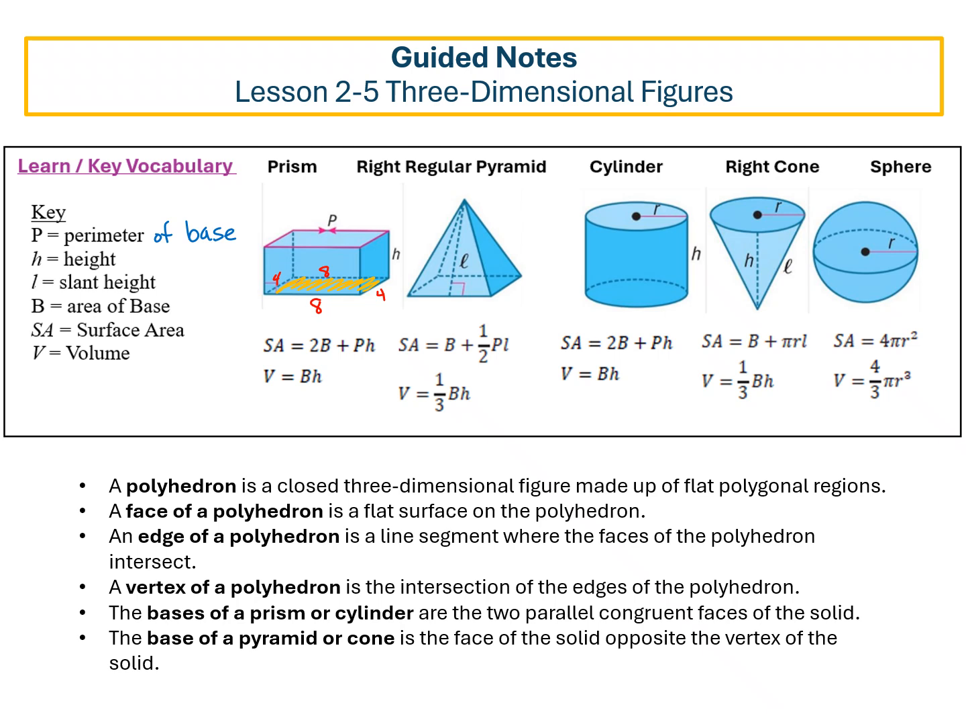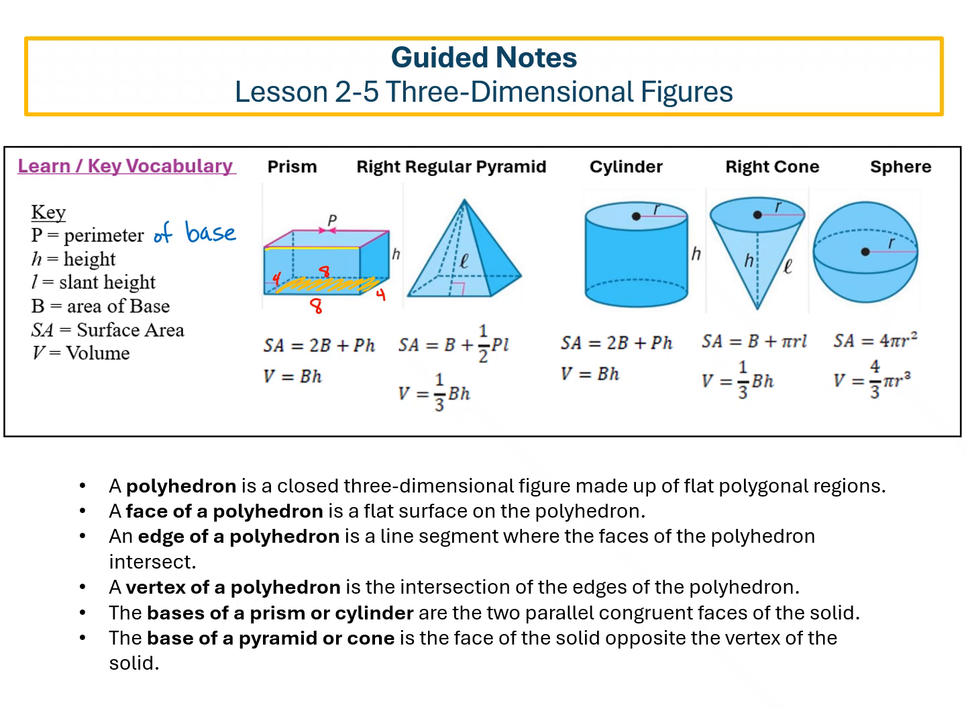So let's talk about a polyhedron. A polyhedron is a closed three-dimensional figure made up of flat polygonal regions. So prisms and pyramids are polyhedrons because they're made up of flat polygonal regions. A face of a polyhedron is a flat surface on the polyhedron. Just as the base is here, all of your sides are the faces of polyhedrons. The edge of a polyhedron is a line segment where the faces of the polyhedron meet. So for example, right there, that is the edge of a polyhedron. And the vertex, of course, is the point.